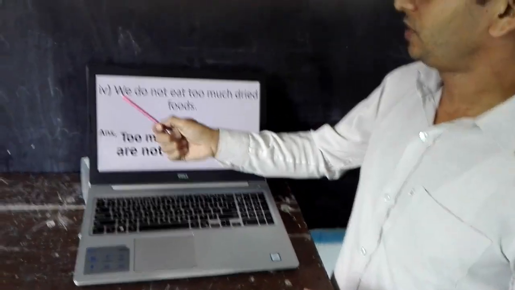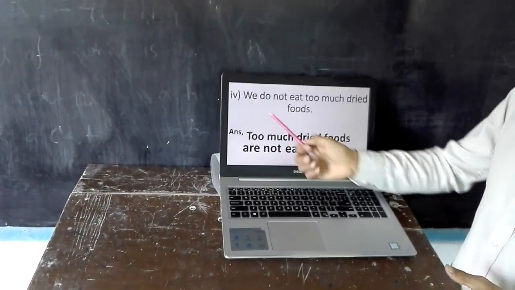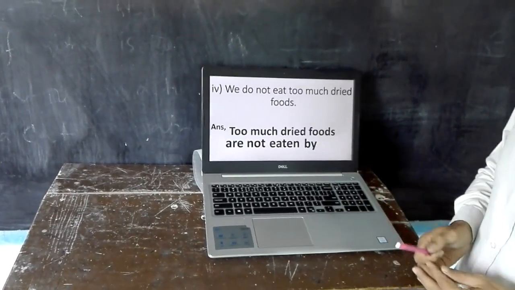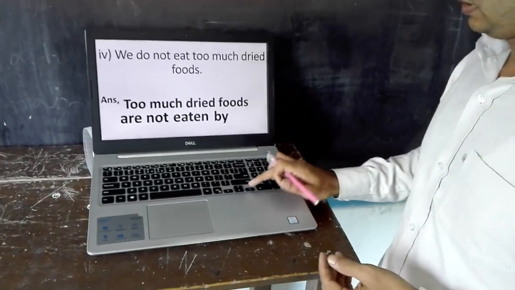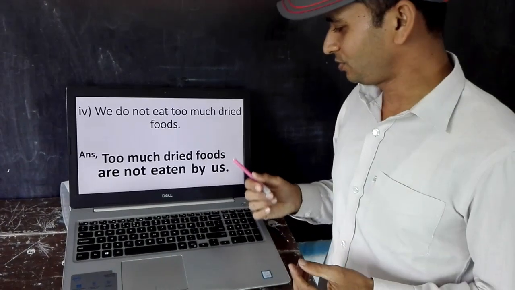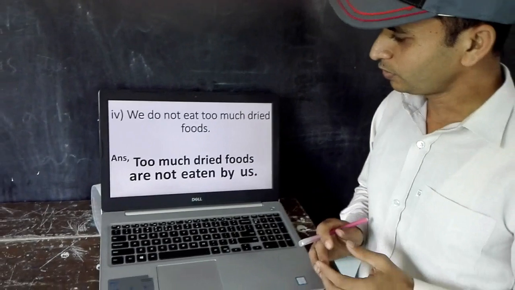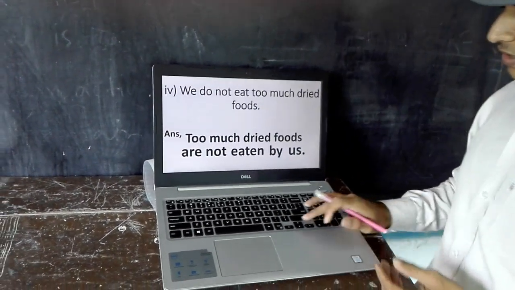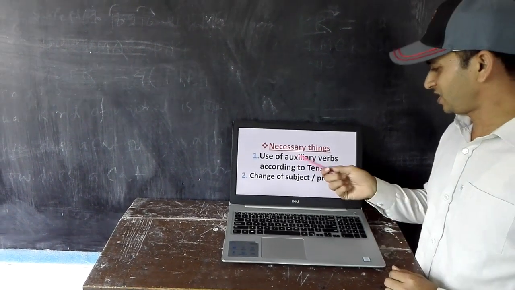Now the subject will be the object here. The subject we is a pronoun, so we will write the objective form of we, and it is us. Too much dried foods are not eaten by us. Okay, students, we have seen the 4 examples. Students, now we will discuss some necessary things.